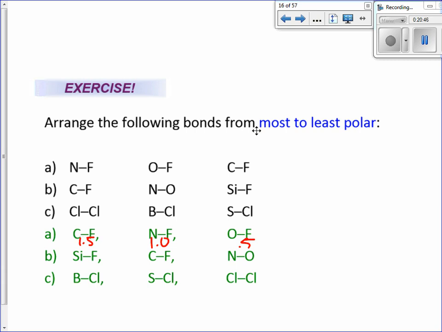Okay? Checking, are we good with this? Kind of a review from last year. So SiF would be the biggest difference, whereas NO would be the smallest difference. And then for the diatomic ones, this would be 3.0 minus 3.0, and yes, you would get a zero electronegativity difference. So those diatomic ones are completely pure covalent and nonpolar. Okay? Good? Yes? All right, moving on.